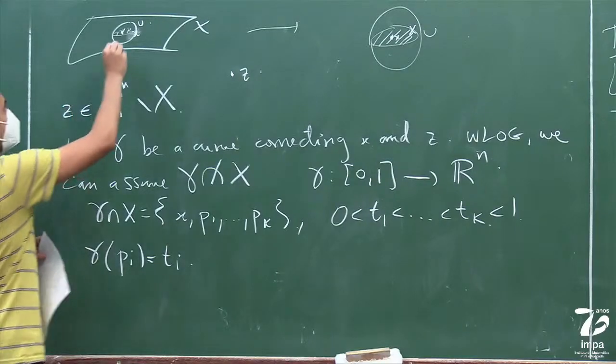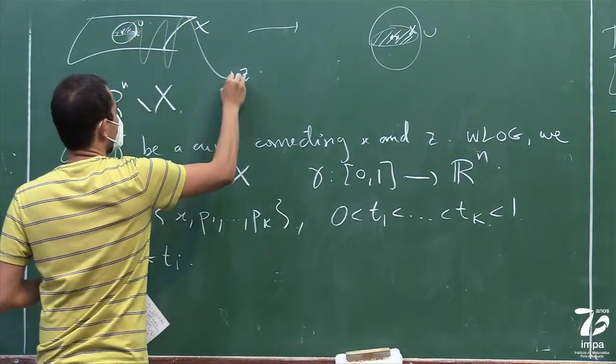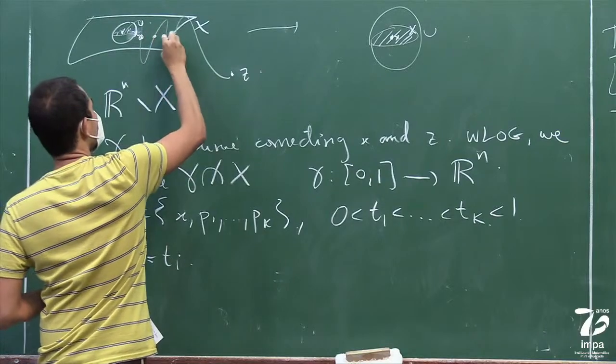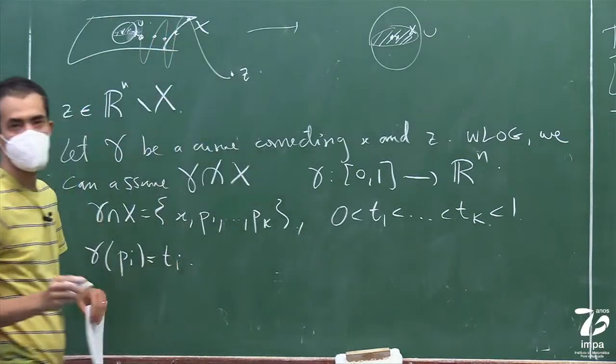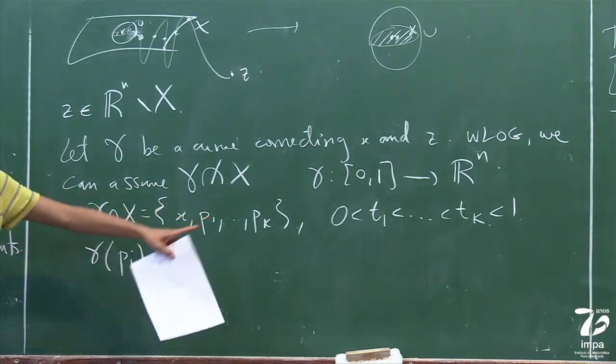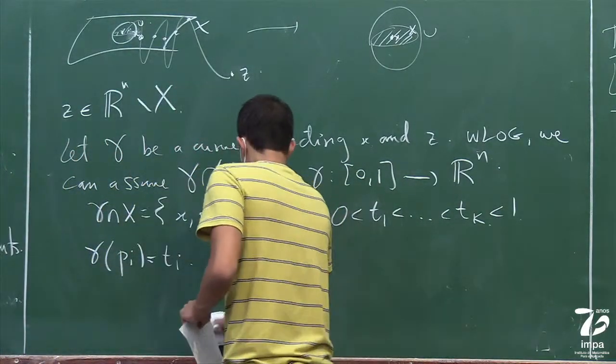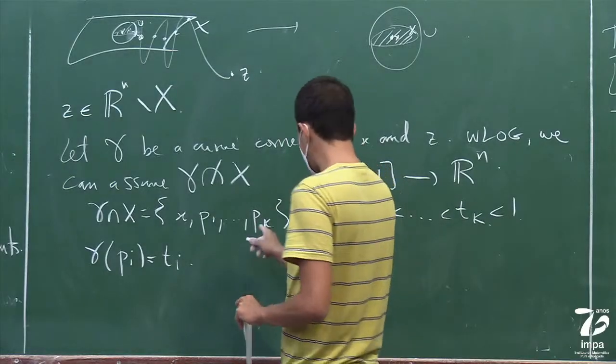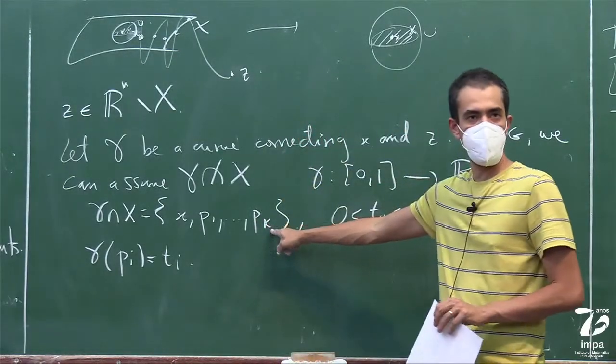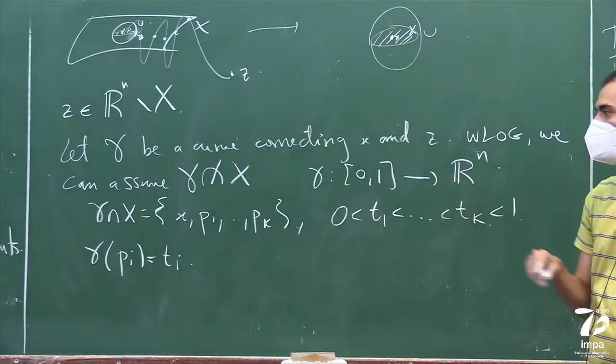Okay, so you can think of this curve as kind of going like this. Boom. And then I have p1, p2, p3, p4, p5 or something. And I want to look at the last one. So I want to look at pk. So basically because of this property, after pk, my curve doesn't intersect x anymore.